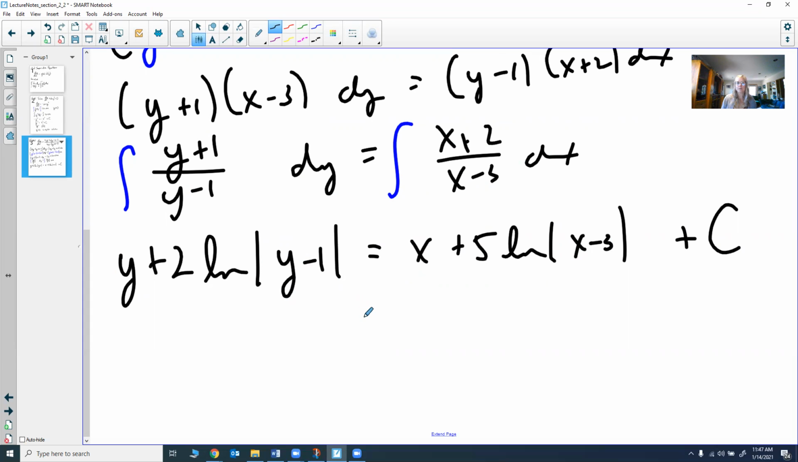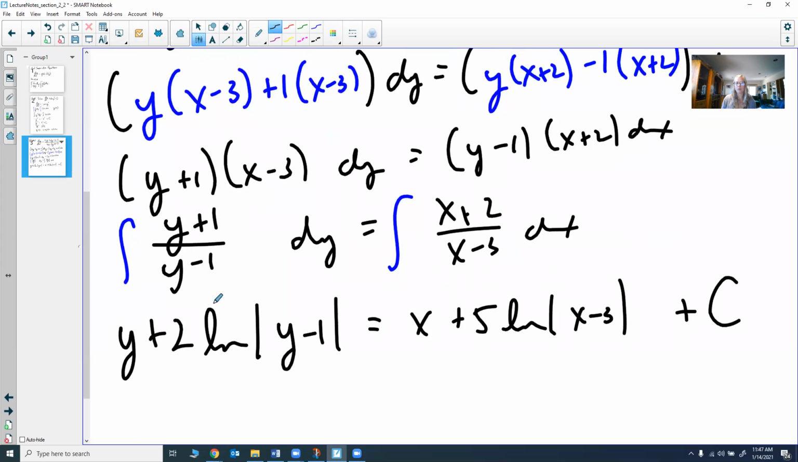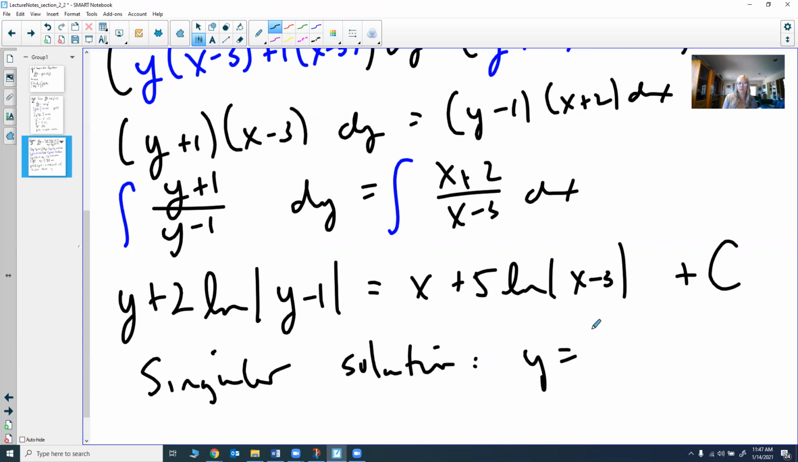We also can look to see if we had a singular solution. So we did, in fact, divide by some y term here. We actually divided by y minus 1. When we did that, we had to assume that y was not 1. So my singular solution is y equals 1. And that's all there is to doing these.